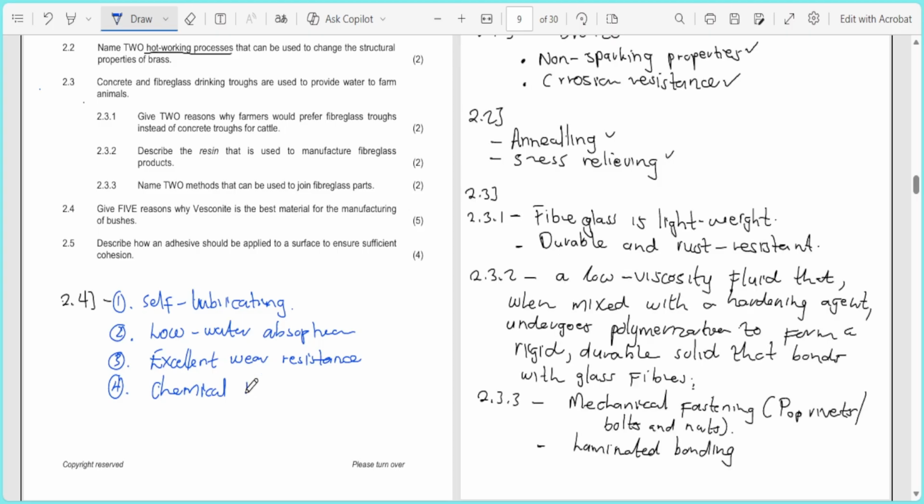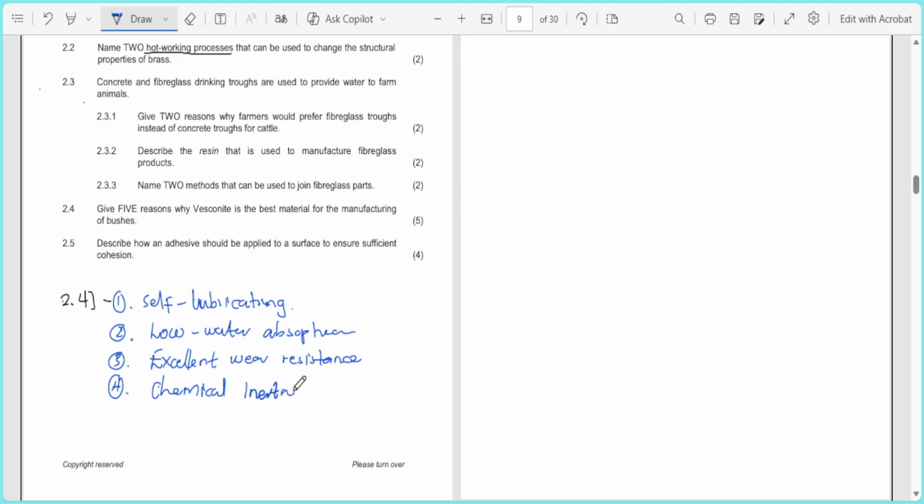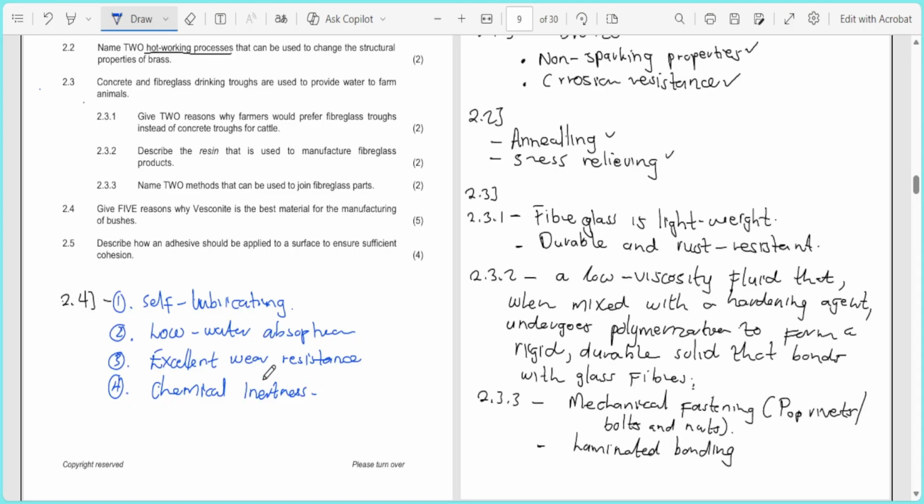For the fourth one, we have chemical inertness. This simply means that it doesn't easily react with other chemicals. It resists degradation from fertilizers, fuels and animal waste, which contain chemicals that can corrode metal or degrade other polymers. So it is not a material that reacts with other chemicals that easily.